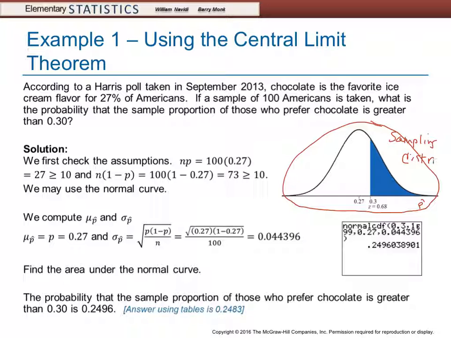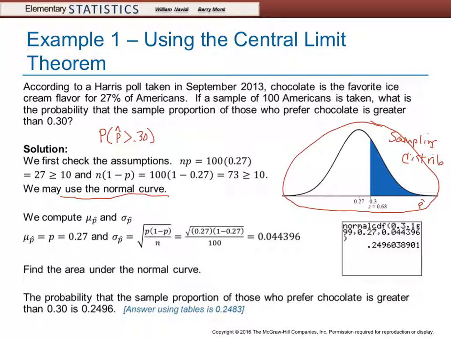From our sampling distribution, we can write a probability statement: the probability that p hat is greater than 0.30. First we check our assumptions. n times p, 100 times 0.27, is 27, which is greater than 10. And n times 1 minus p is 100 times 0.73, which is 73, and 73 is definitely greater than 10. We may use the normal curve.